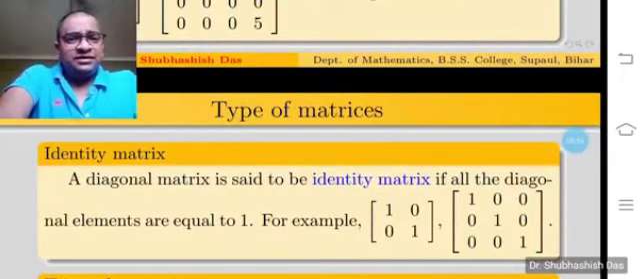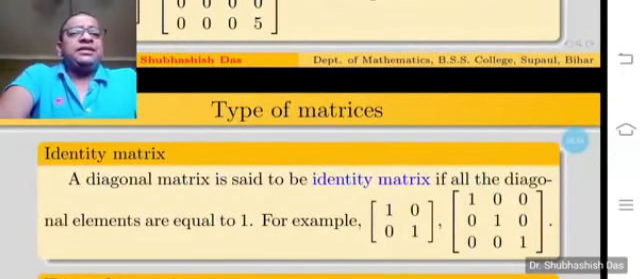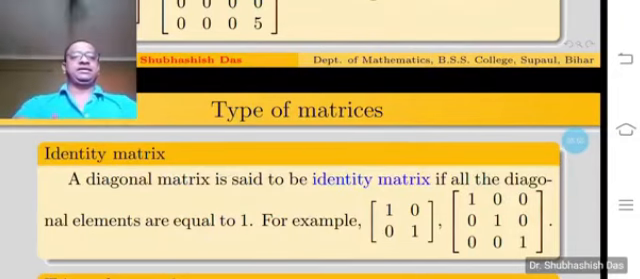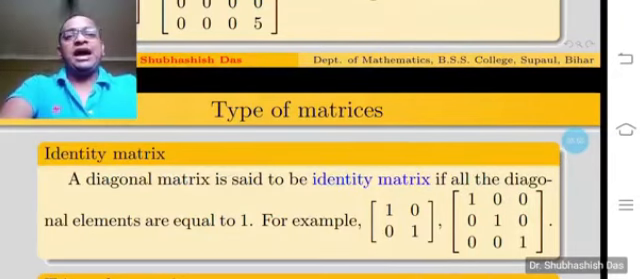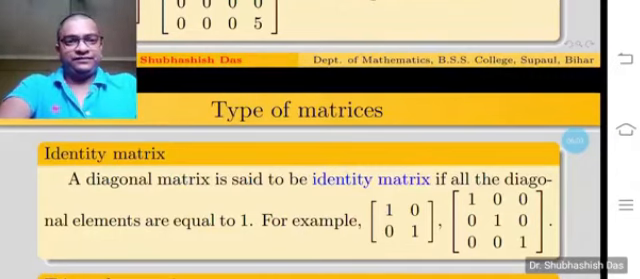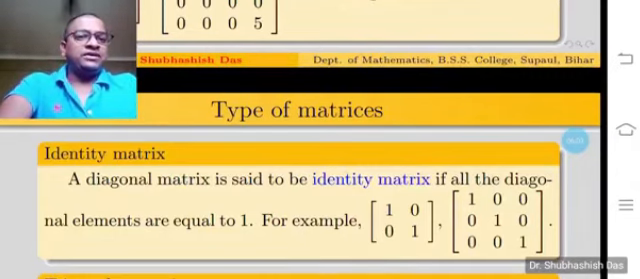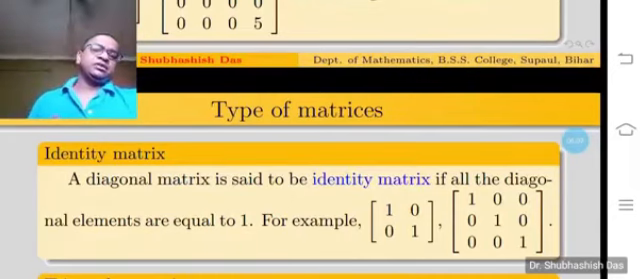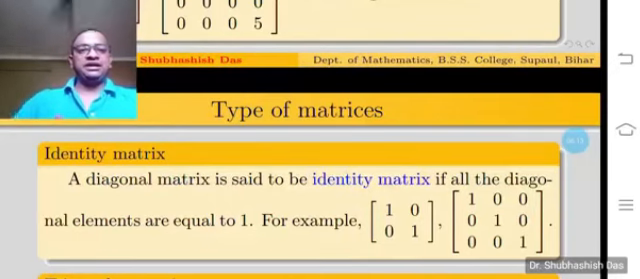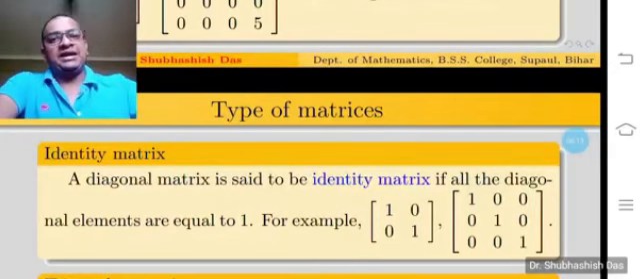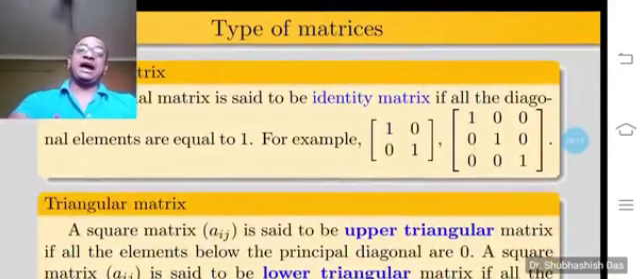Identity matrix. A diagonal matrix is said to be the identity matrix if all the diagonal elements are equal to 1. For example, 1 0 0 1 is a 2 by 2 identity matrix and it is denoted by I2, and the second one is a 3 by 3 identity matrix and denoted by I3.